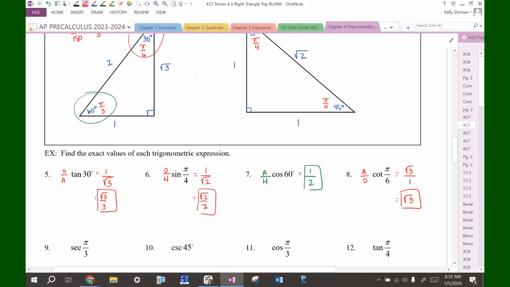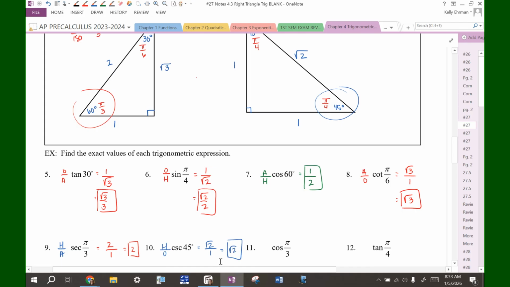All right, secant of pi over 3. So secant is the reciprocal of cosine. So hypotenuse over adjacent. All right, so here's pi over 3. Hypotenuse is 2. Adjacent is 1. 2 over 1 is 2. Cosecant of 45 degrees. So cosecant is the reciprocal of sine. So hypotenuse over opposite. Find 45 degrees. It doesn't matter which one. The hypotenuse is radical 2. The opposite leg is 1. Radical 2 over 1 is radical 2.